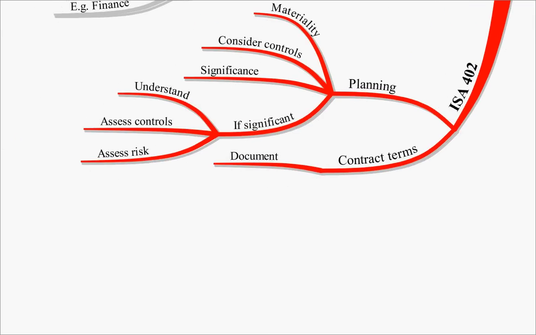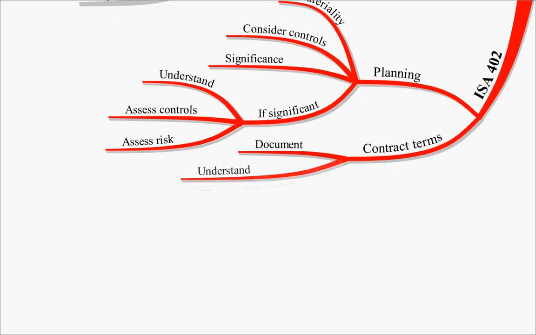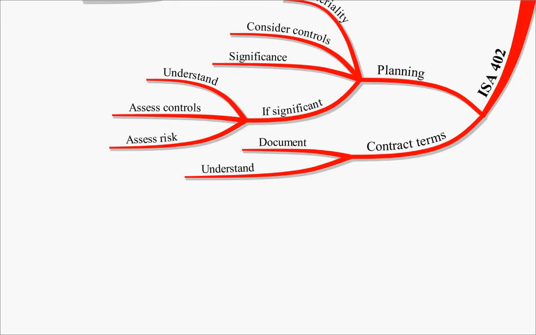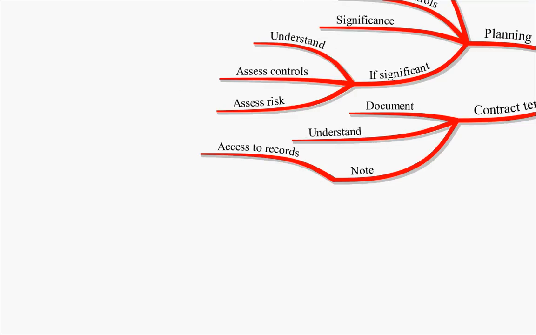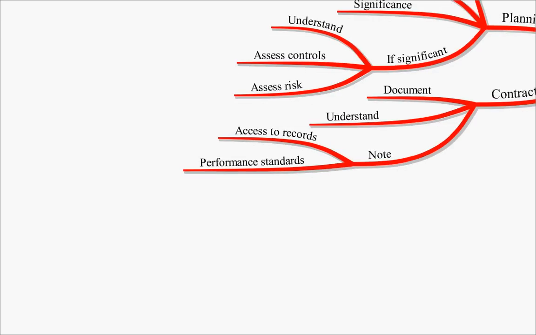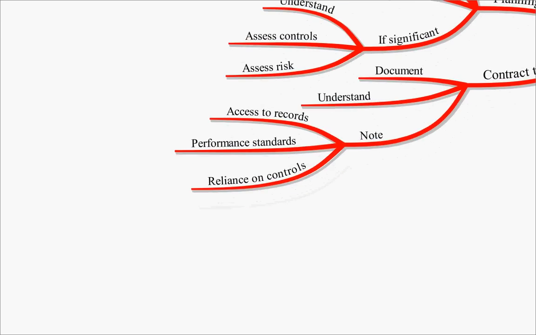Now, documenting of the contract terms will be crucial. You need to keep that on file as your evidence, and you need to understand exactly what the terms of that contract are. You need to note: is there access to records? So can you get the information you need? Are there performance standards? What sort of controls do they have, and do they rely on them?